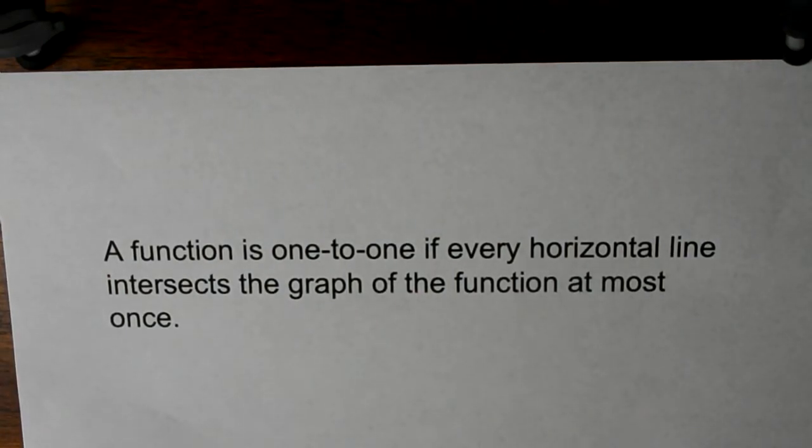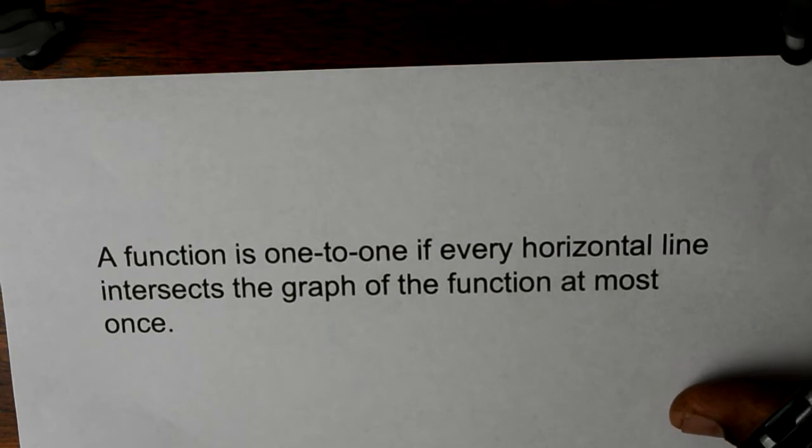In this section, we'll take a look at one-to-one functions and inverse functions. Here's the definition for a one-to-one function. A function is one-to-one if every horizontal line intersects the graph of the function at most once. This is the definition for what's called a horizontal line test.